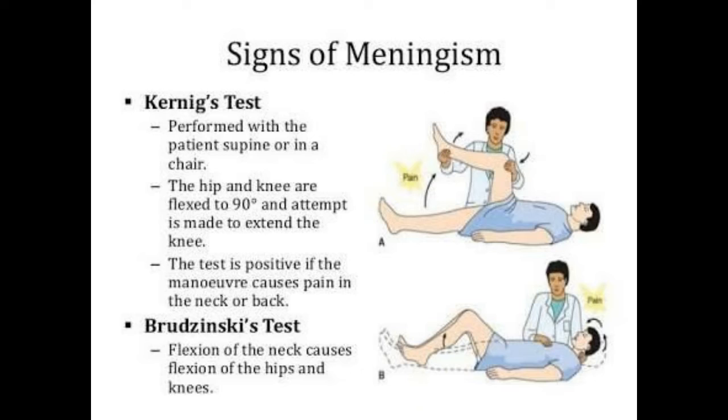Brudzinski's neck sign is performed by placing one hand behind the patient's head and the other on the chest while the patient lies supine. One hand flexes the patient's head towards the chest while the other restrains the patient from rising. Flexion of the lower extremities, hips and knees, constitutes a positive sign.